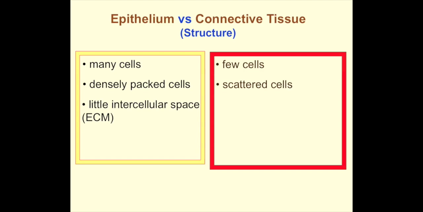All the cells are really tightly adhered together, whereas the opposite happens in connective tissue. Most of connective tissue, funnily enough, is extracellular matrix. And there's a few cells scattered around, so it's very different to epithelium there.